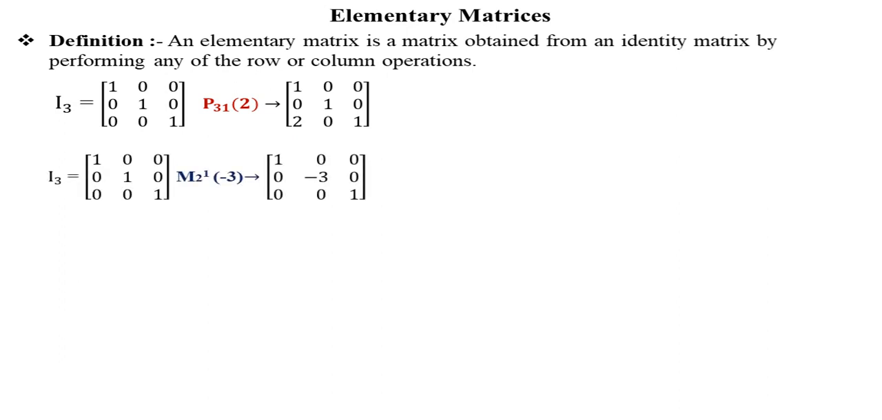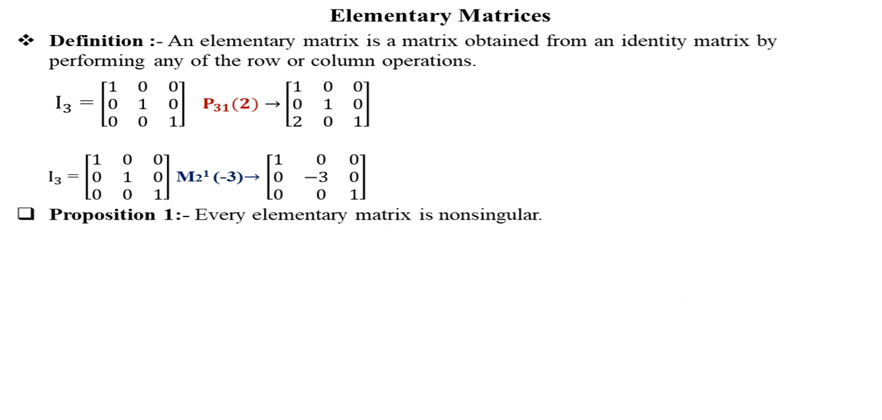Similarly, we can perform any column operation. Here for the same identity matrix I3, I performed M2 of minus 3 prime. That means I multiplied the second column by minus 3. So we get the elementary matrix with 0, minus 3, 0 in the second column. This is the elementary matrix. We can denote the elementary matrix by the operations also, or you write it as capital E1 or E2, like that. You can give the notation.